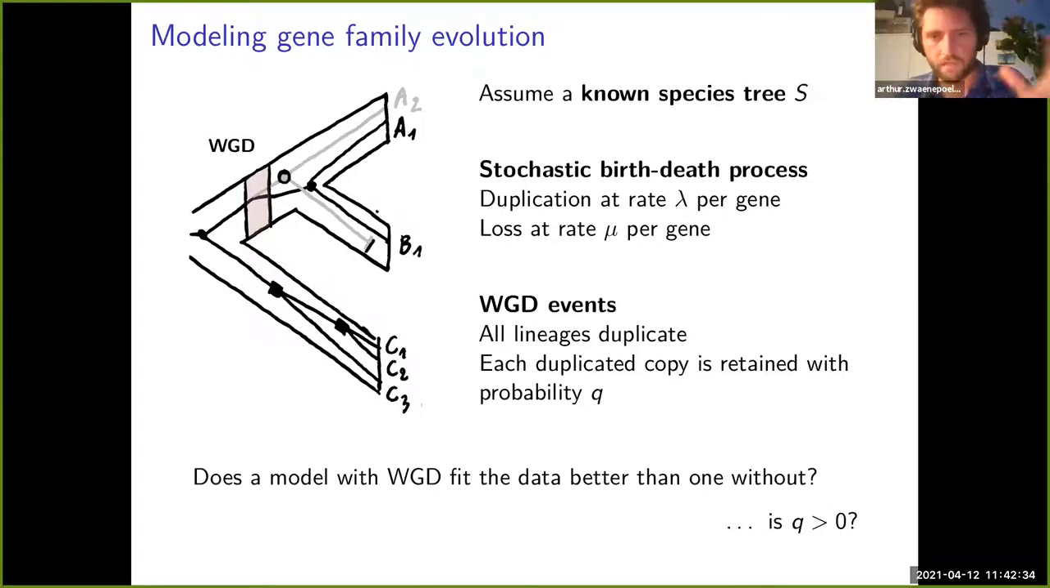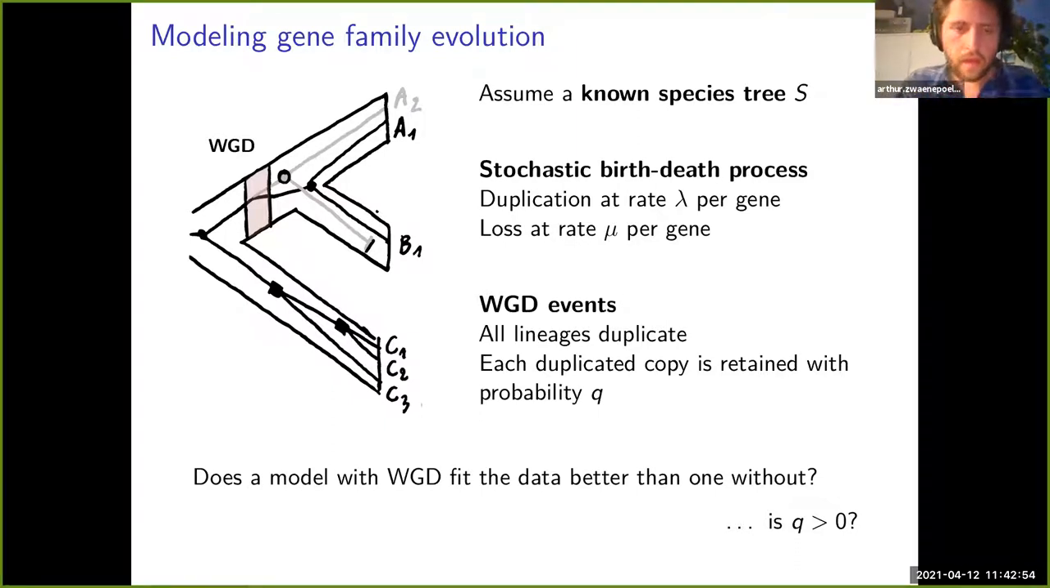This basic model, you can call it simple, but it's already a mess to do statistics with. It was first used by Charlie Lee Rabier and Cécile Arnay, who implemented this at some point.